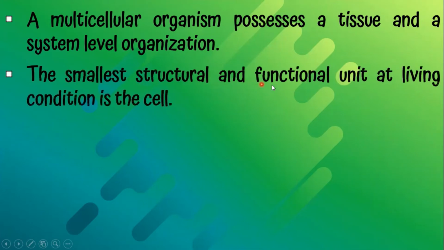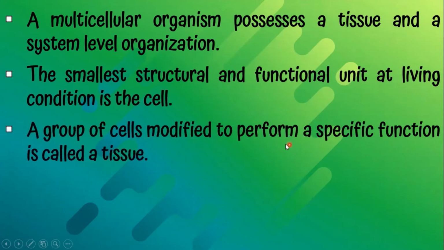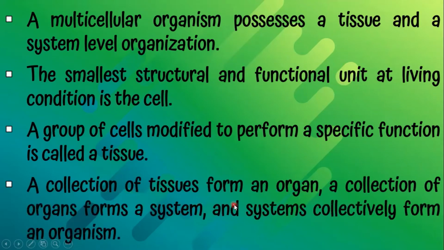The smallest structural and functional unit of a living being is the cell. A group of cells modified to perform a specific function is called a tissue. A collection of tissues forms an organ, a collection of organs forms a system, and systems make an organism.